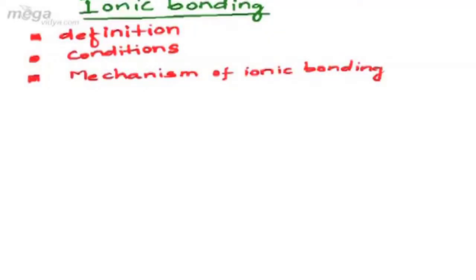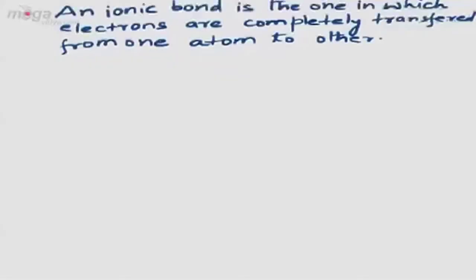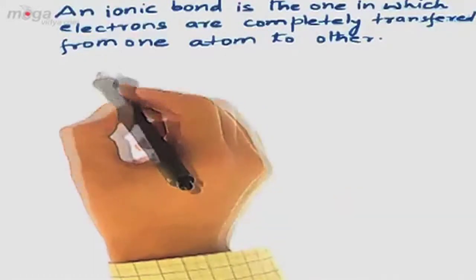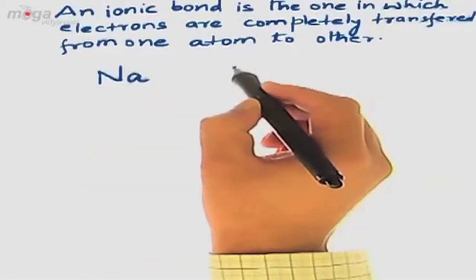So in the definition part, remember that whenever two atoms undergo loss and gain of electrons during bonding, then that will be called ionic bonding. So whenever an ionic bond is formed between two atoms, we observe that electrons are completely transferred from one atom to the other. Let us take an example of sodium and chlorine.